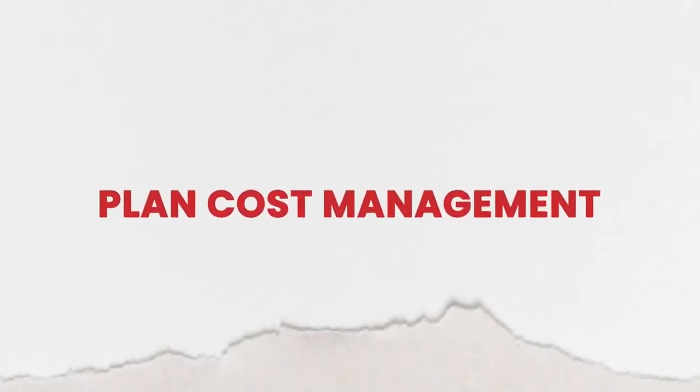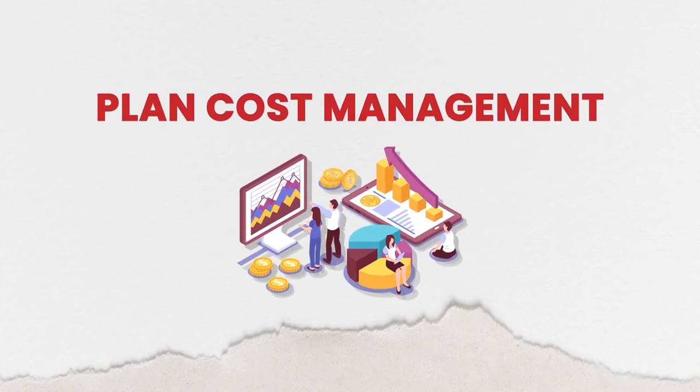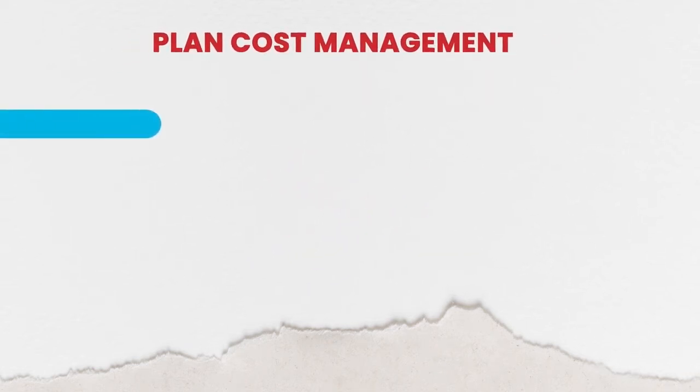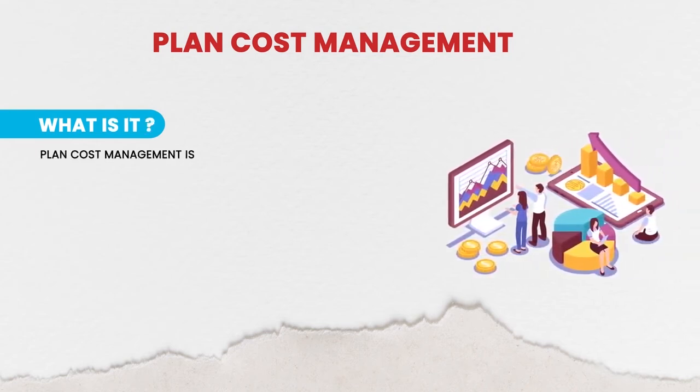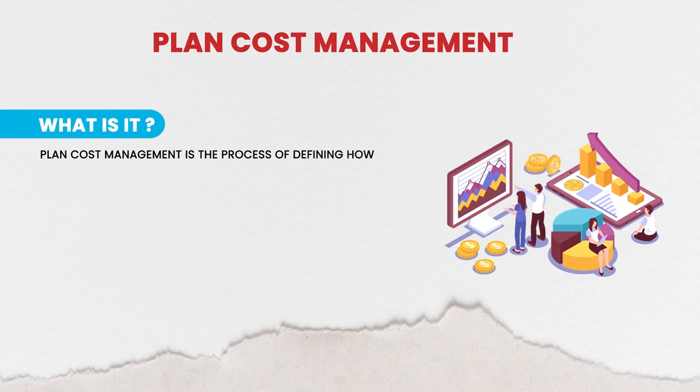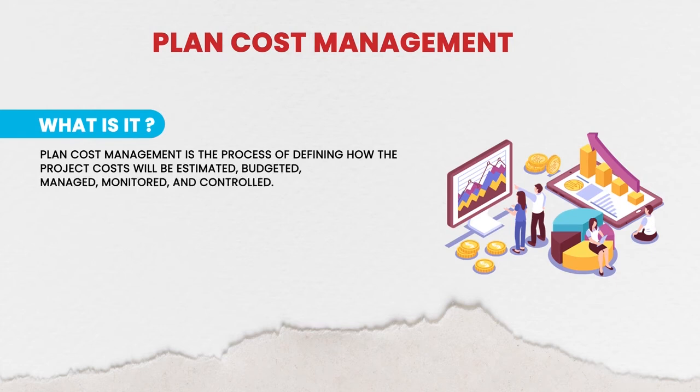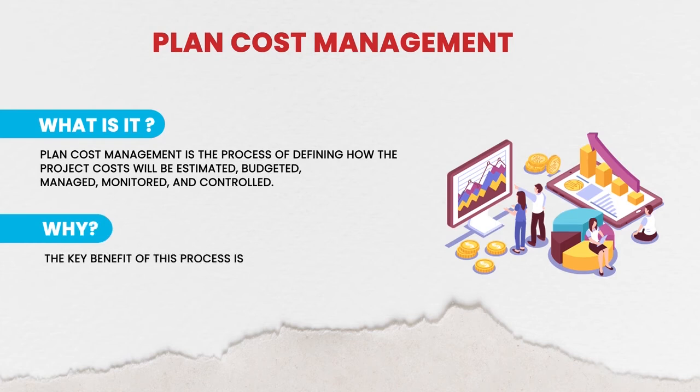Next up is the plan cost management. What is the plan cost management? Plan cost management is the process of defining how the project costs will be estimated, budgeted, managed, monitored, and controlled. In simple words, a cost management plan is the outline of the project's estimation, allocation, and control of costs for the required resources to complete all project activities. The project's cost plan configuration is one of the most essential parts of a project's planning phase and effectively serves as a safety net that guarantees the project cost is kept within the limits of the budget.